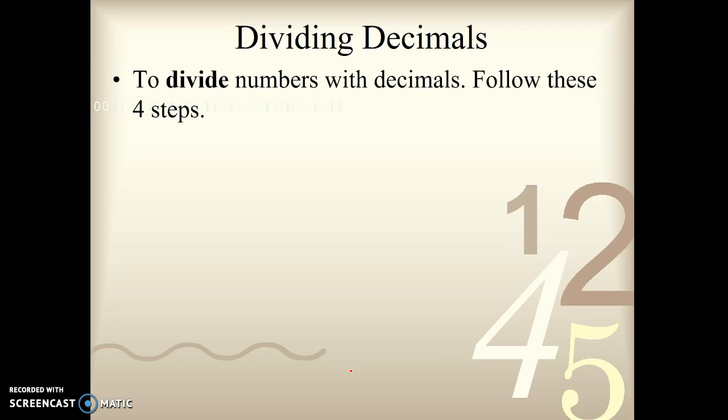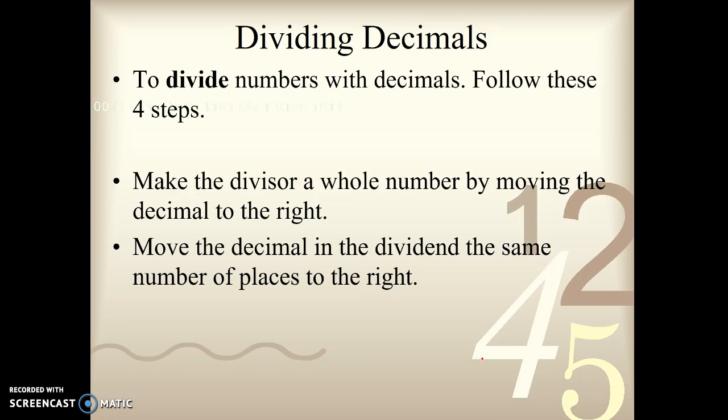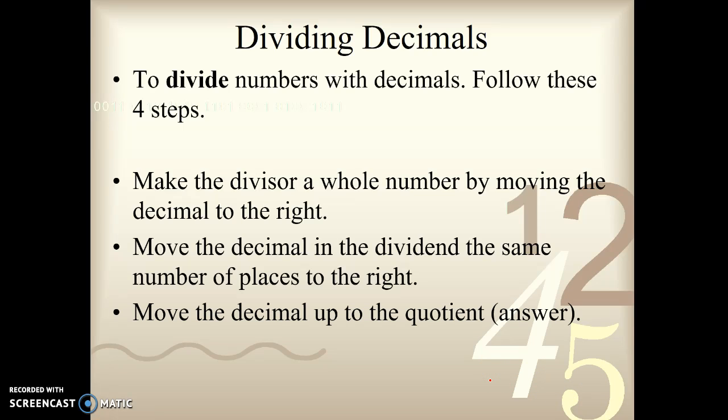To divide numbers with decimals, follow these 4 steps. Step number 1, make the divisor a whole number by moving the decimal to the right. Step number 2, move the decimal in the dividend the same number of places to the right. Step number 3, move the decimal up to the quotient, that's the answer. And step number 4, divide as whole numbers. Go ahead and pause the video and make sure that you have all 4 of these steps copied down in your notes.